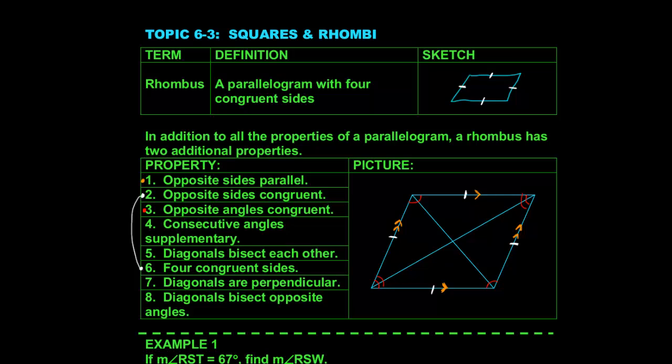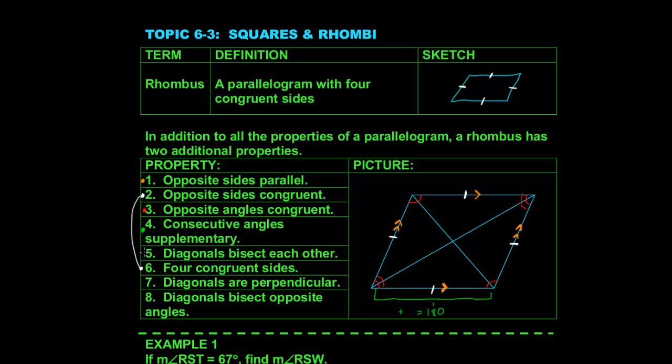Alright. Consecutive angles are supplementary. Let's put this right down here. We've got our lovely green. These two together, so you add them together, they equal 180.